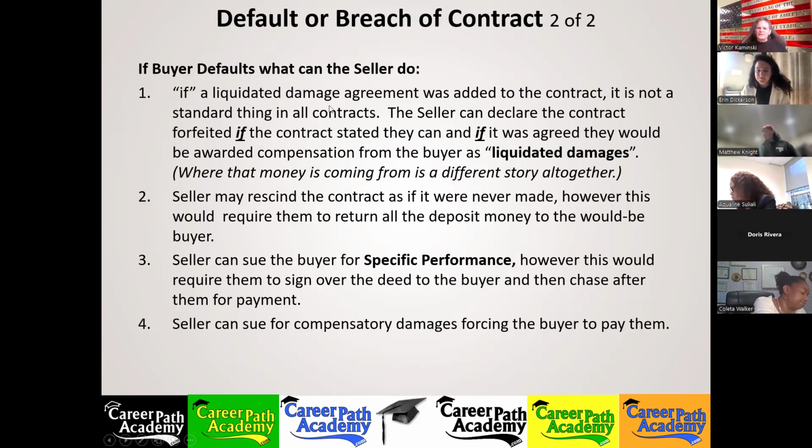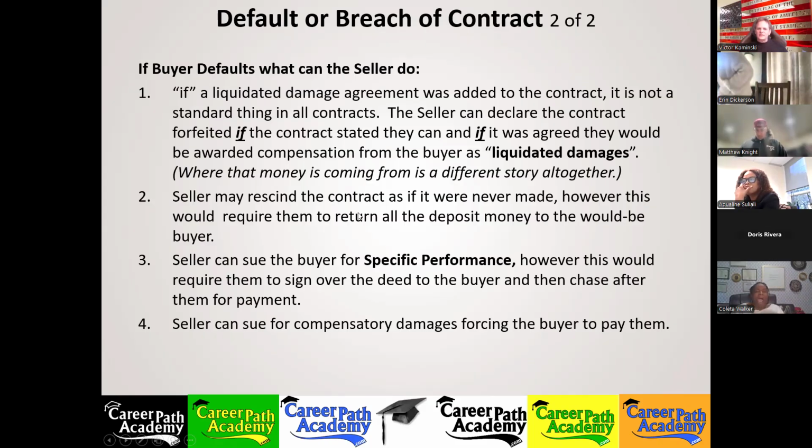Look, if a liquidated damage agreement was added to a contract, it's not a standard thing in all contracts, despite the book trying to make it sound like it is. The seller can declare the contract forfeited if the contract stated they can, and if it was agreed to that they would be awarded compensation from the buyer as liquidated damages. So where that money comes from is a different story altogether.